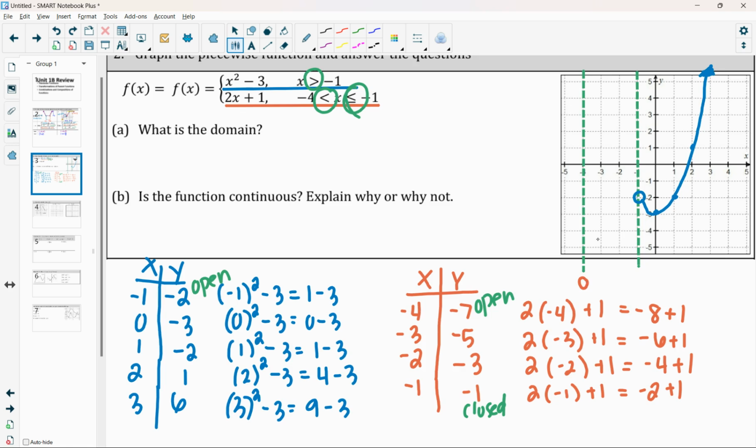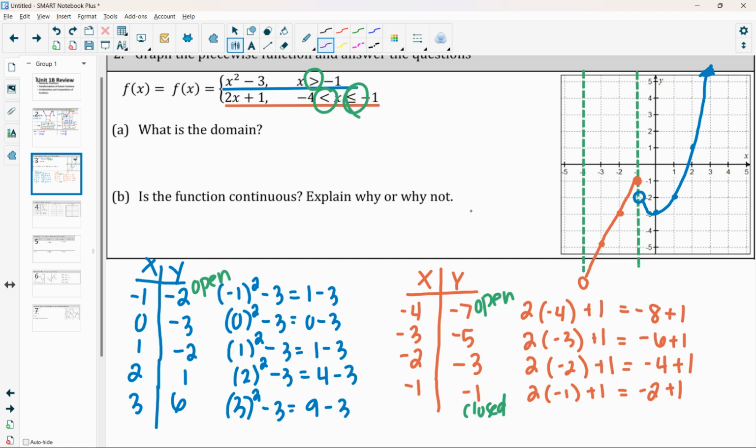At -3, it'll be at -5. At -2, it'll be at -3. And then at -1, it's at -1 with a closed circle. So then we can just connect those down, and then that would be your piecewise function.